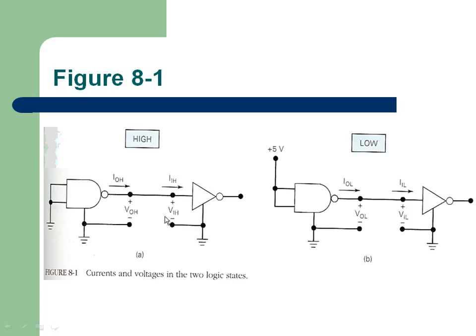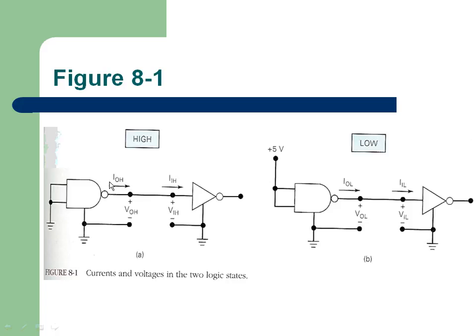Now VOH is the voltage available here, and VIH is the voltage required at the input. These are the ranges. VOH will be ideal, VIH will be the worst case acceptable. That difference is what we call noise margin. Now coming to currents, the current that is produced here is IOH, and the current that is required here is IIH.